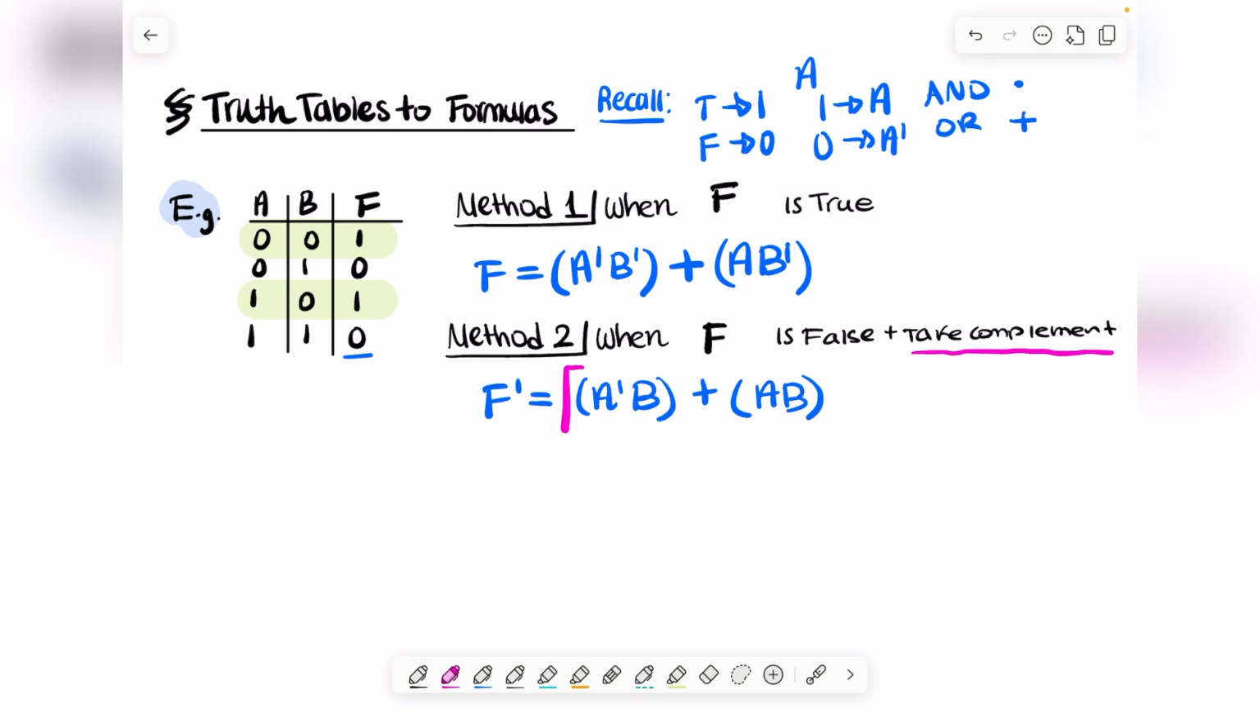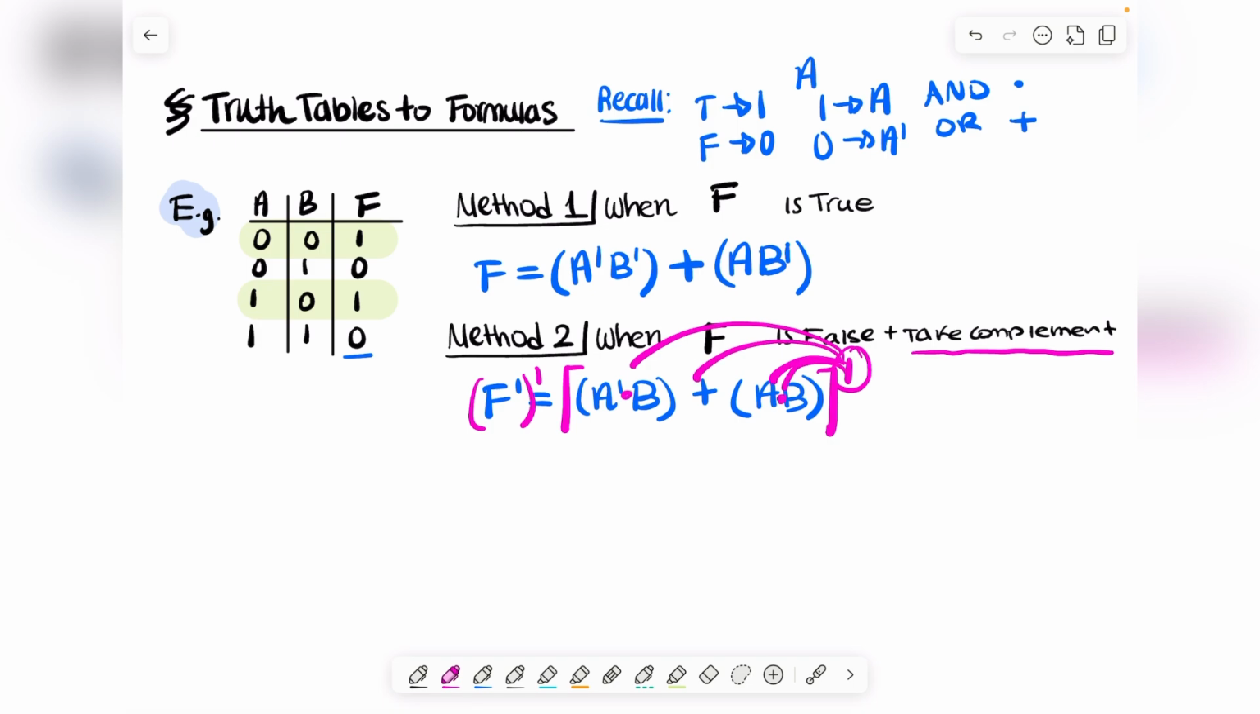So we're going to take the whole thing and take the opposite of everything. Remember, not, bar, prime, complement, they all mean opposite. So what we're essentially doing is taking the opposite of something that's already the opposite. So these are just going to cancel out and leave us with F. So when we're taking the opposite of every single thing in here, including the signs, even the signs in between.